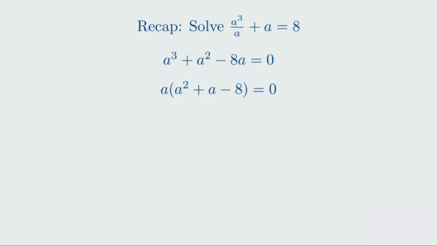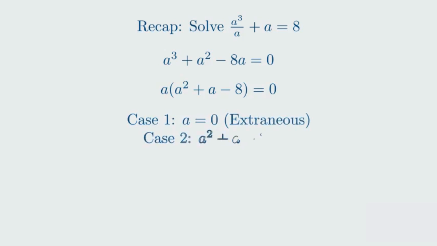The other case required us to solve the quadratic equation a squared plus a minus 8 equals 0. We solved this quadratic using the quadratic formula. This yielded our two valid solutions. A equals negative 1 plus the square root of 33 divided by 2, and a equals negative 1 minus the square root of 33 divided by 2. This problem is a great reminder to always be careful about restrictions, like division by 0, when manipulating equations.